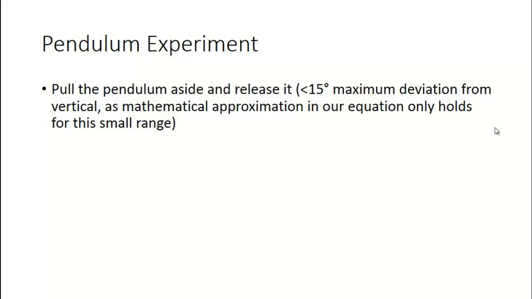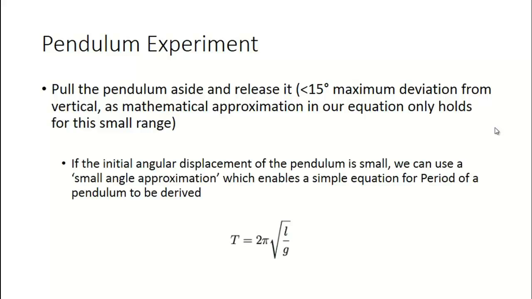So we're using a relationship between sine theta and theta in terms of our unit circle. The relationship which we're talking about is sine theta is equal to theta, which again is only true for really small angles. So if the initial angular displacement of the pendulum is small, we can use this small angle approximation, which enables a simple equation for the period of a pendulum to be derived.